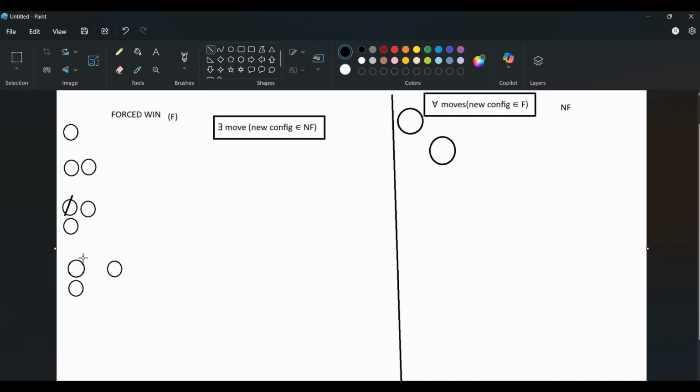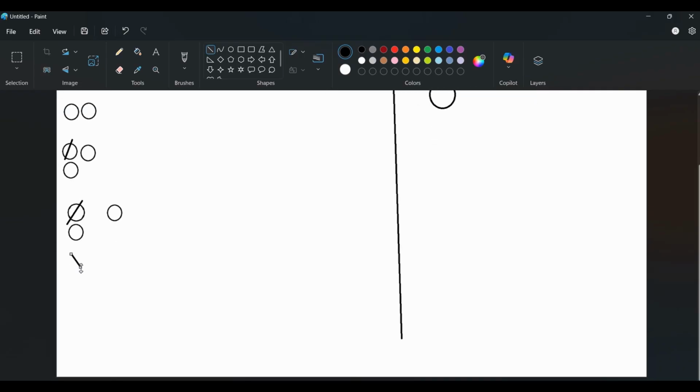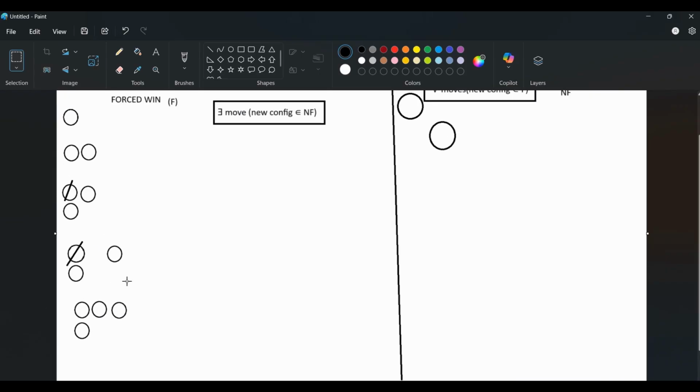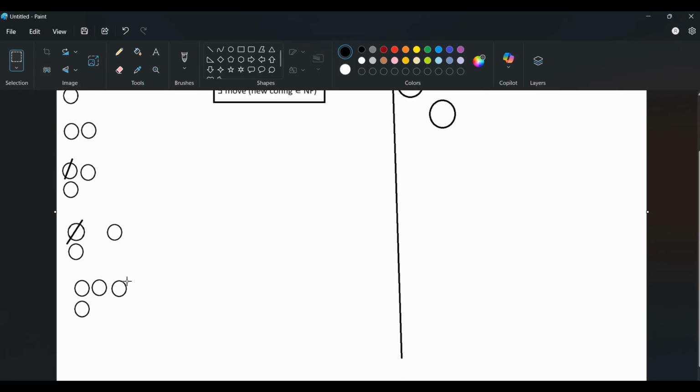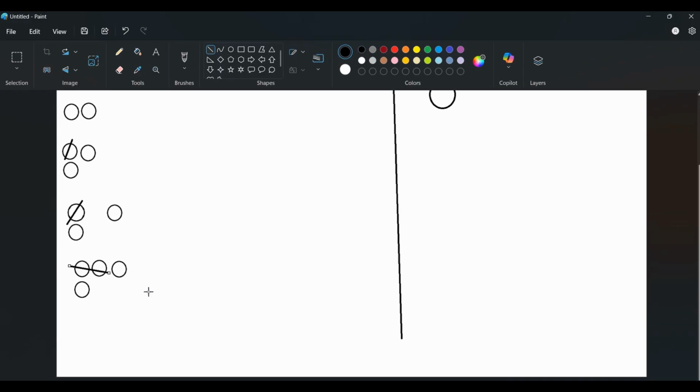And I'll mark the move with this line. So if I have something like this where this is separated from this, then this would be my move and I have to take the configuration to NF and the other person is forced to lose. Here, let's analyze what happens. If I remove these two, that would create this configuration which belongs to NF, and therefore this configuration is NF.